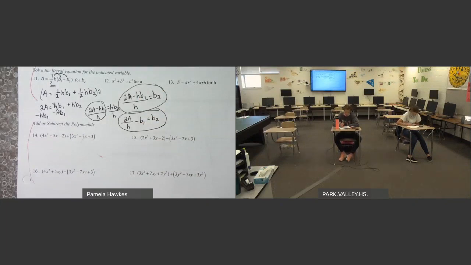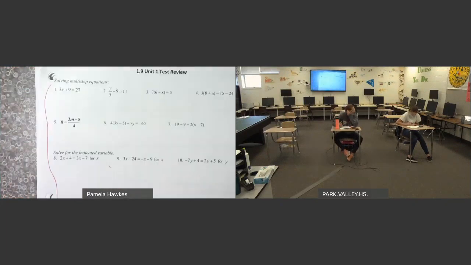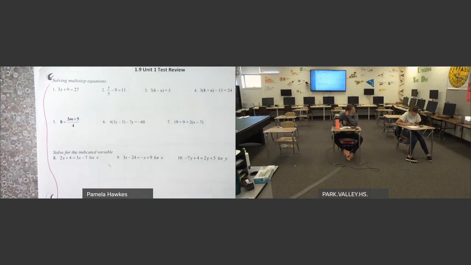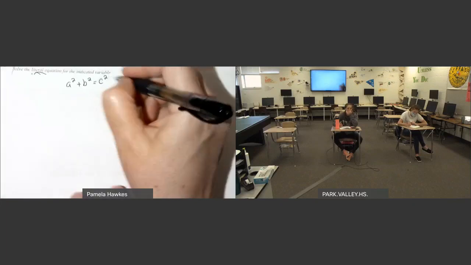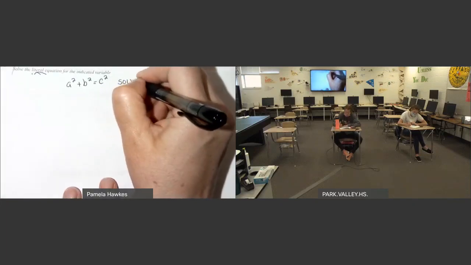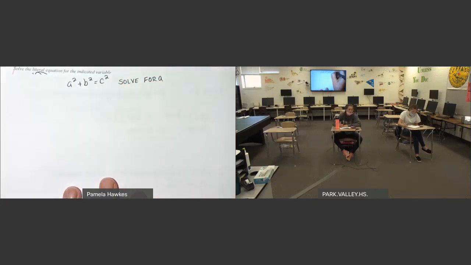Okay, anybody else got one they want to look at? Meadow, sorry. 12, yeah, the one that I just covered up. I'm going to write it on this piece of paper right here. I've got A squared plus B squared equals C squared, and I'm supposed to solve for A. What do I do first, you guys?